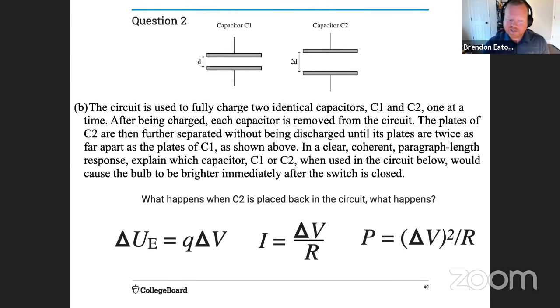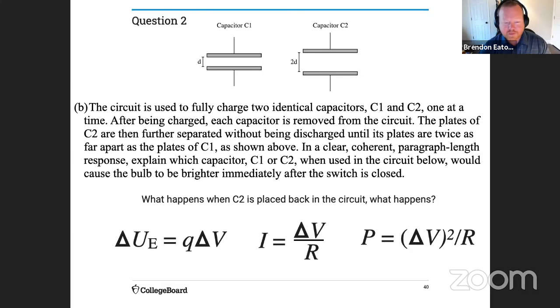Now notice again, guys, at no point did we use any numbers whatsoever. We just simply looked at the fact of, well, is it going to increase or decrease? At one point, I did use a 2, and that's only because I knew the distance was increasing by a factor of 2. But as I got halfway through this problem, I just quit using numbers altogether. And I said, well, clearly looking at that equation, if delta V is increasing, then I has to increase. And if delta V increases, power has to increase as well. Therefore, the bulb would be brighter if you insert capacitor 2 back into the circuit.